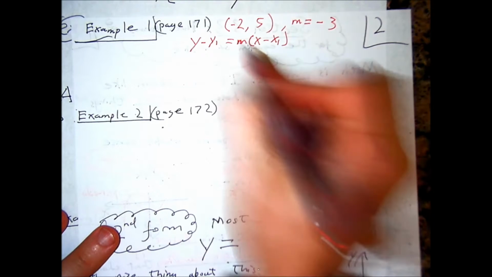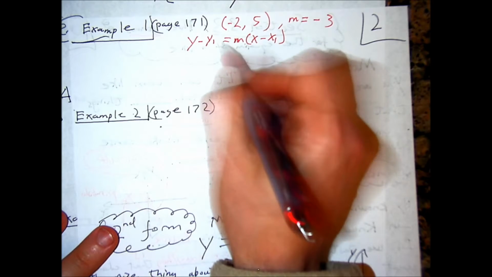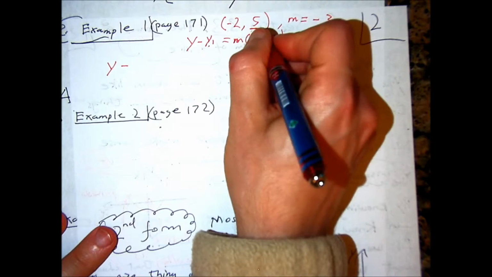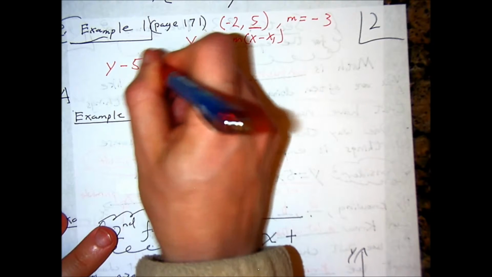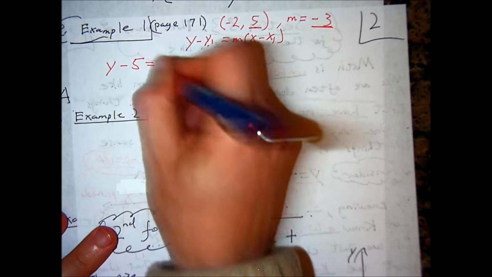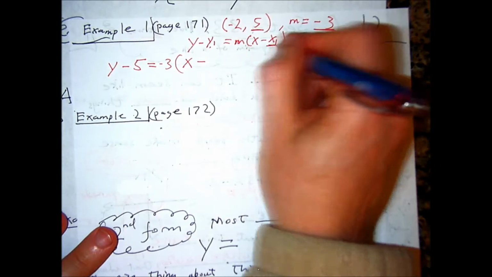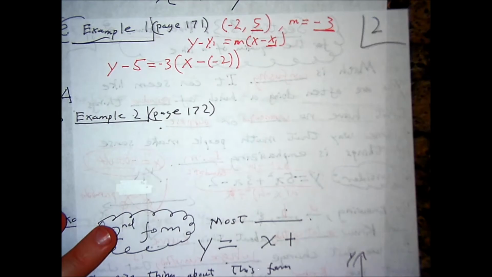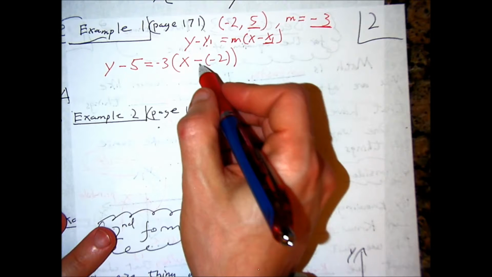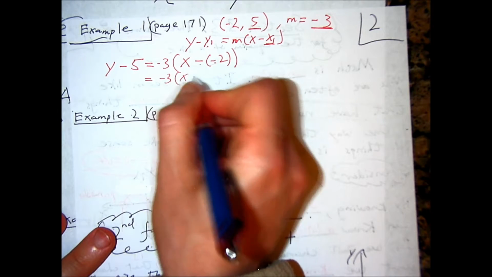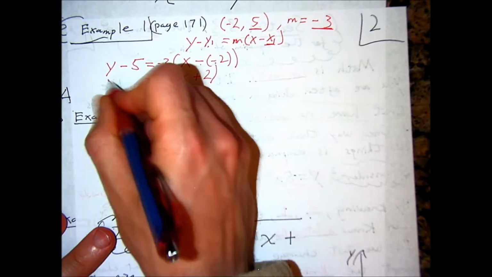So they give us x1 and y1, you see? So that's y minus, what's my y1? It's 5, equals m, -3, times x minus, and then this is my x1, -2. Alright, now we have to remember our rules of distributing. So we have a negative and negative, so that's going to make a positive. So we have equals -3 times x plus 2, y minus 5.